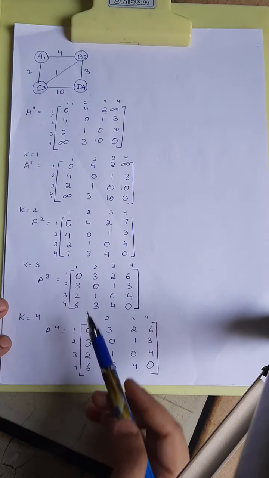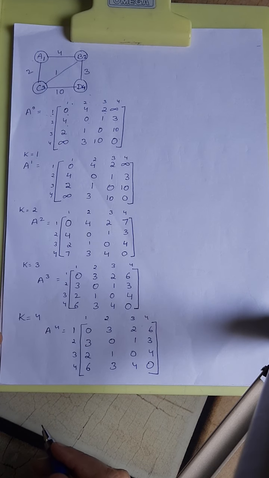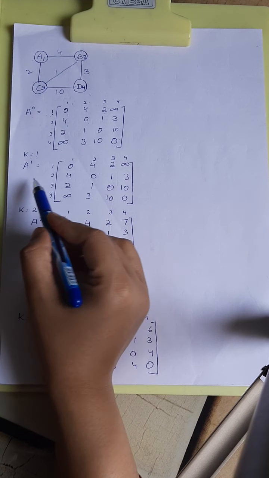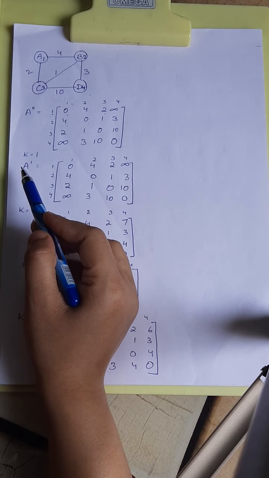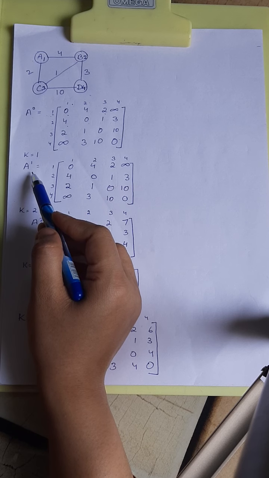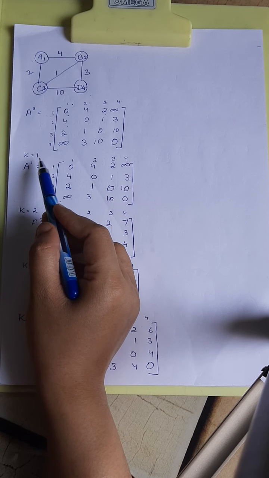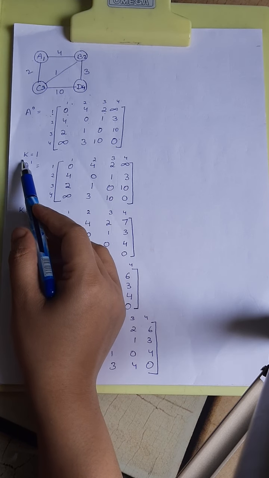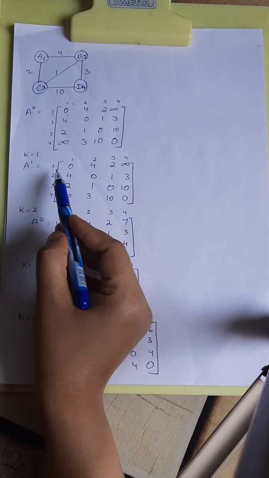If direct edge is available, value will be given by the cost which is given on the edge, otherwise value will be infinite if path is not available. Then we will move on to the next step. We will calculate A1 matrix using this original matrix A naught. Now here the k value will start with 1.